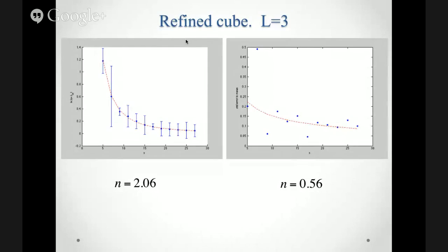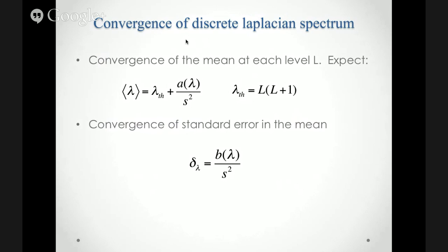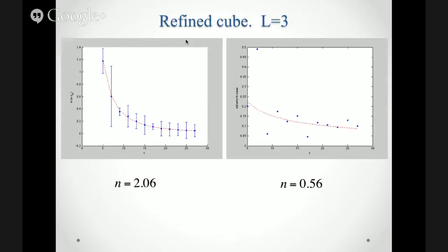Okay, so this is for the refined cube at the L equals 3 level, and it looks okay. The means are certainly falling off like 1 over s squared. N is this exponent here, which is just a fit. But the errors in the means don't really seem to be shrinking fast enough. They're shrinking, but maybe something like 1 over square root of s, which is not quite as good as you'd like to see.